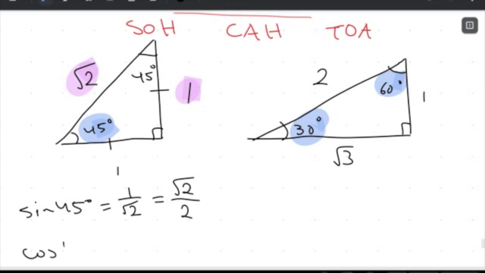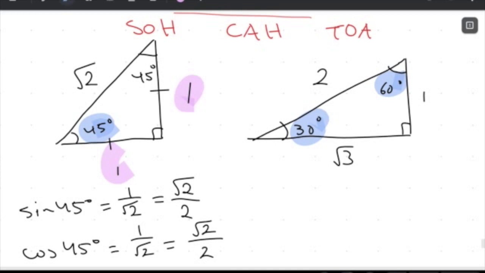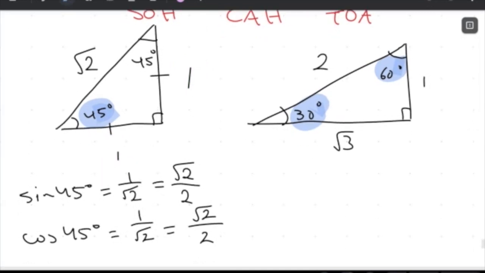Now, cos of 45 degrees, this is the exact same thing because cos links adjacent and my hypotenuse together. So I have this side and this side. So that's going to give me the exact same thing. And if you look back at the table I used in the previous videos, you should see in those ratios that sine 45 and cos 45 are exactly the same. And this makes sense because the lengths of the adjacent and the opposite are exactly the same.